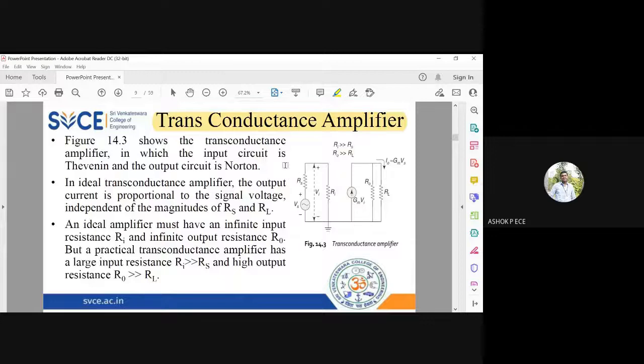So now, transconductance amplifier. You know transconductance is given by G. We use the symbol G, or sometimes the symbol Gm. Transconductance is given by I by V, current by voltage. And it is just like your gain: output current by input voltage. The current I'm measuring at the output circuit.